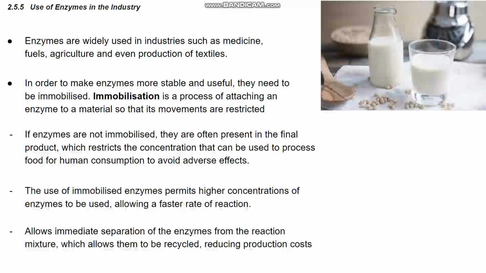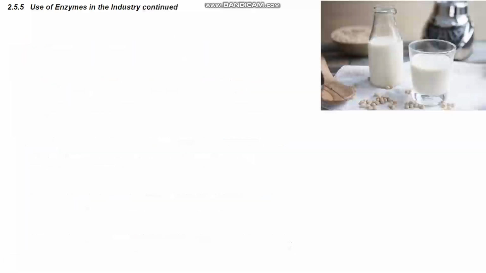If enzymes are not immobilized, they are often present in the final product, which restricts the concentration that can be used to process food for human consumption to avoid adverse effects. The use of immobilized enzymes permits higher concentrations of enzymes to be used, allowing a faster rate of reaction. This allows immediate separation of the enzymes from the reaction mixture, which allows them to be recycled, reducing production costs.